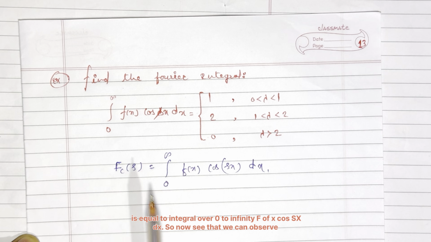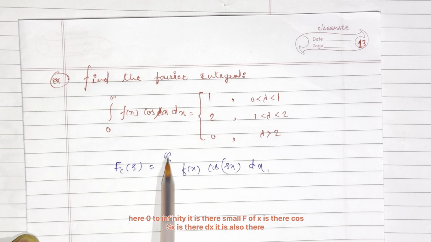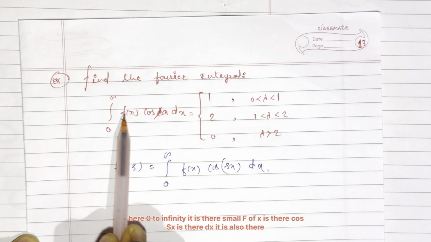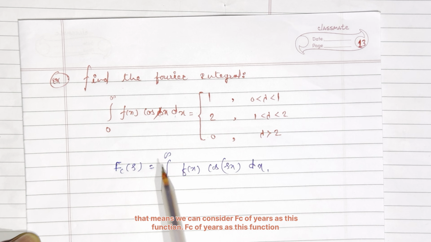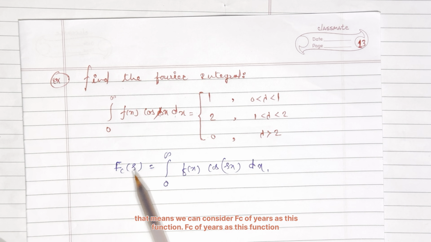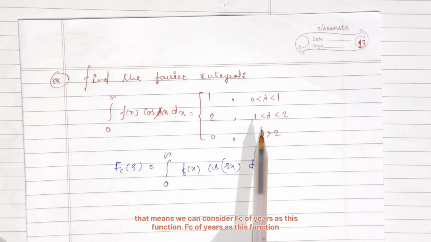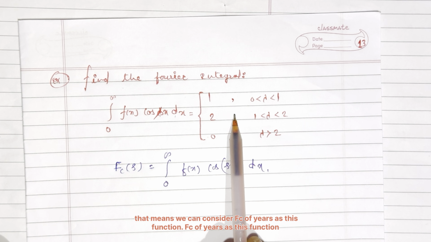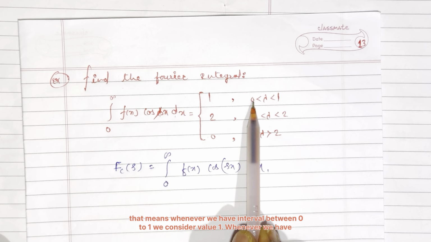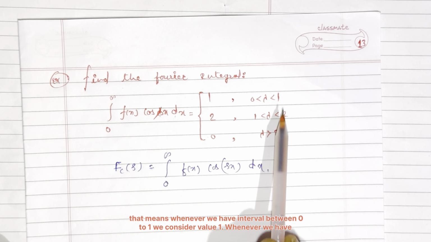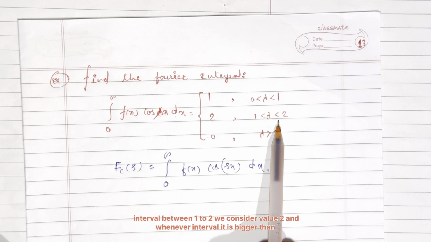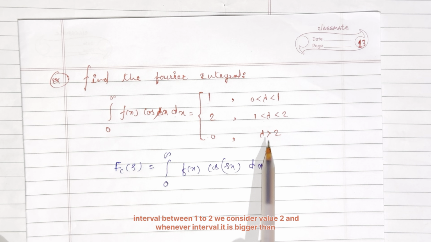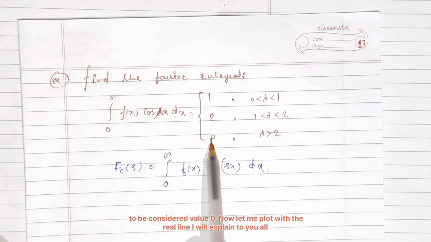Now we can observe here 0 to infinity is there, small f of x is there, cos sx is there, dx is also there. That means we can consider Fc of s as this function. Whenever we have an interval between 0 to 1, we consider the value 1. Whenever we have an interval between 1 to 2, we consider the value 2. And whenever the interval is bigger than 2, we consider the value 0.